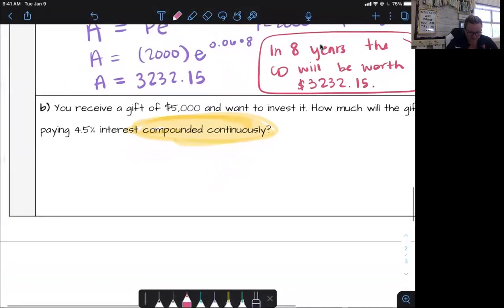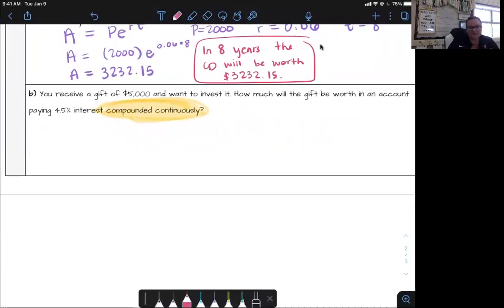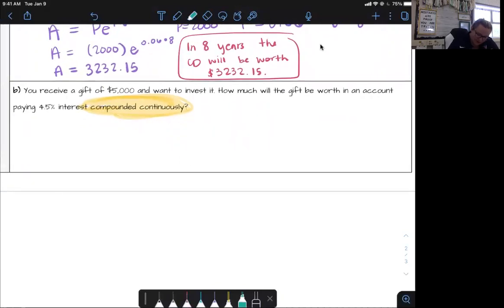All right, continuing on. So now I want you to do the last problem on your own. You receive a gift of $5,000 and want to invest it. How much will the gift be worth in an account paying 4.5% interest compounded continuously? You receive a gift of $5,000. And I forgot to give you time. Let's say in 10 years, plug 10 in. All right, go ahead and find how much that account will be worth in 10 years.